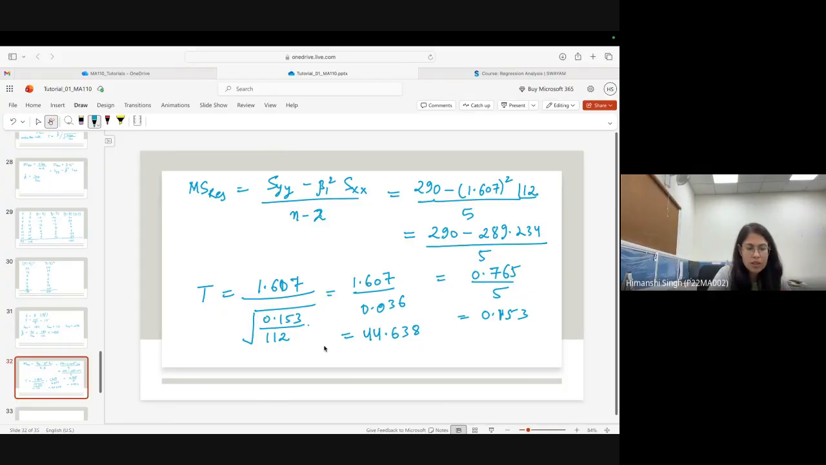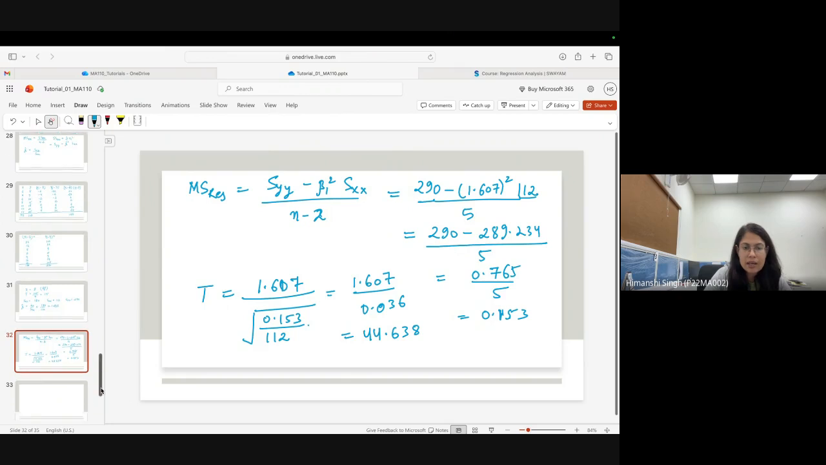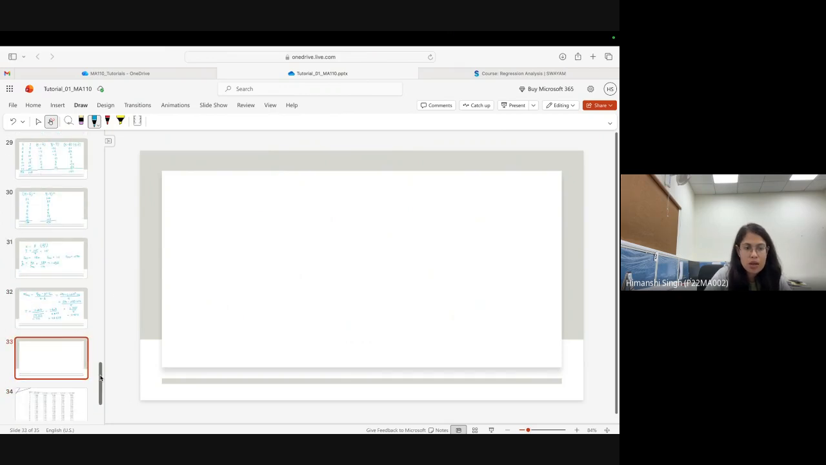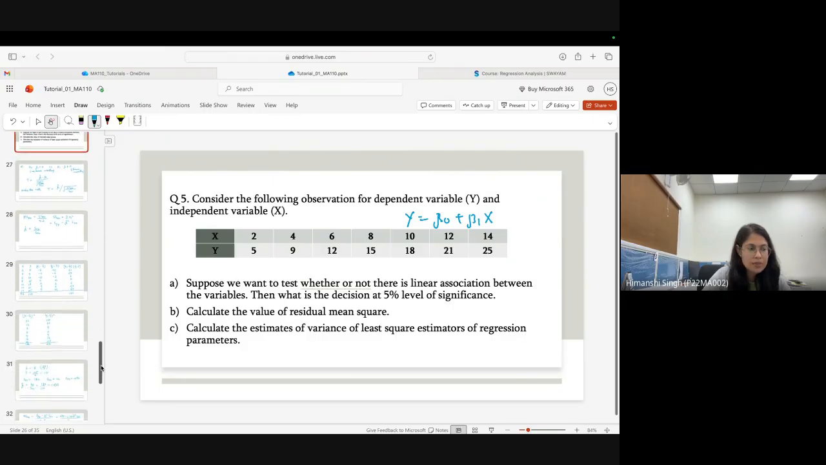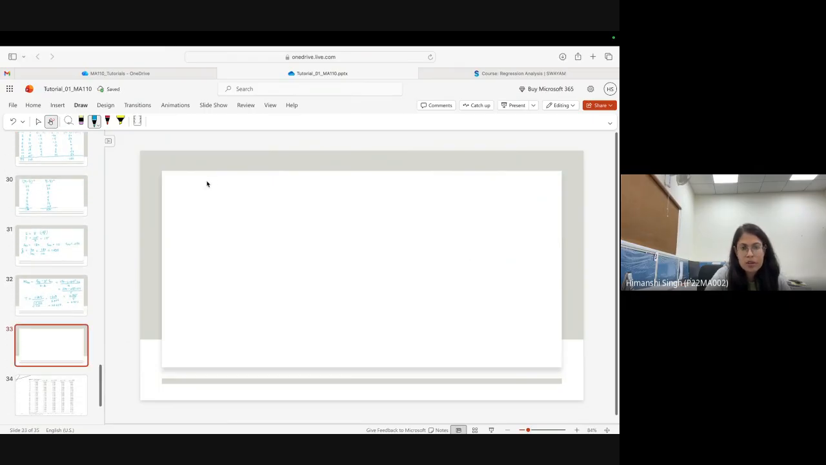Now what I have to calculate is the t value. So first of all, t alpha by 2. Here we have 5% level of significance, which means alpha is 0.05. So t alpha by 2 will be t 0.025. And what is the degrees of freedom? n is 7 here, so n minus 2 will be 5. So at 5 degrees of freedom we have to calculate.